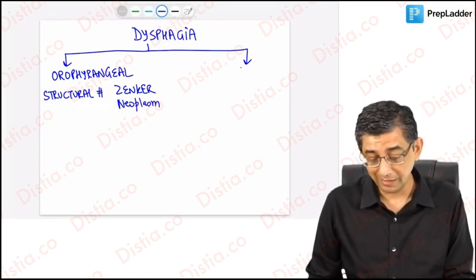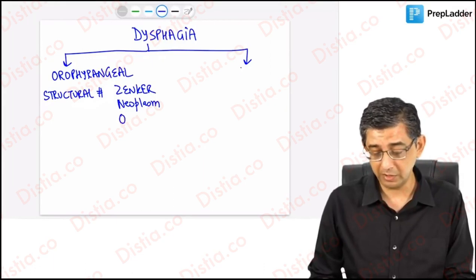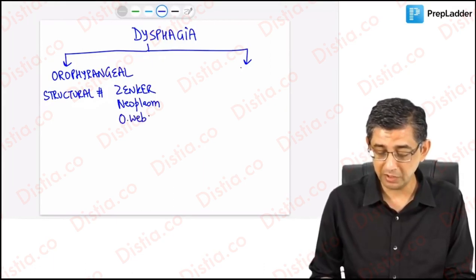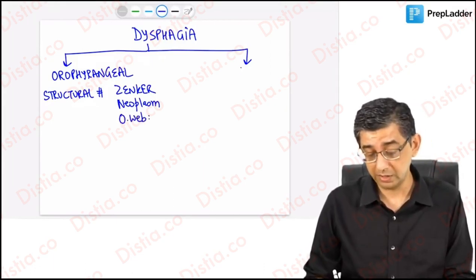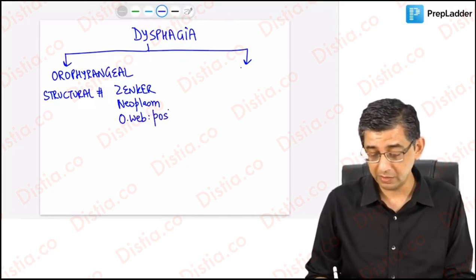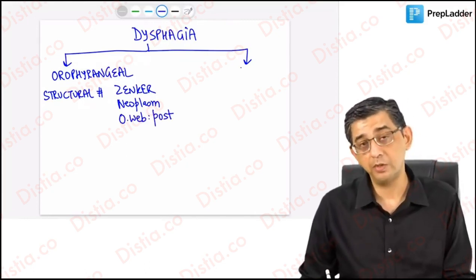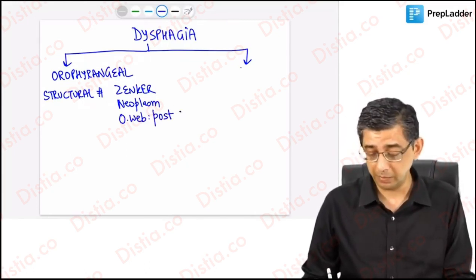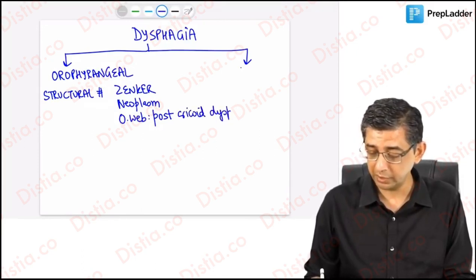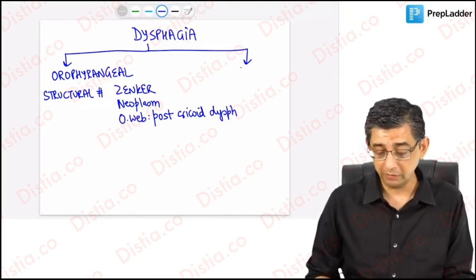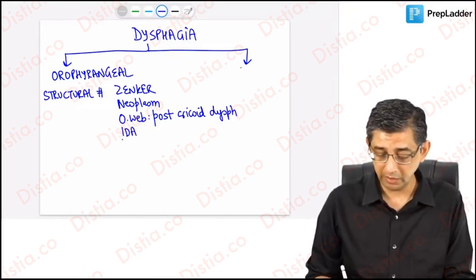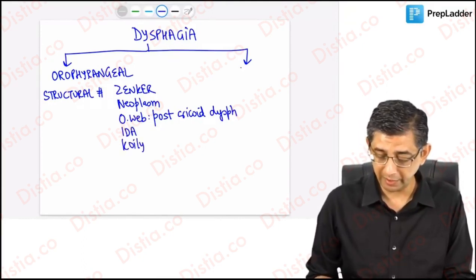Apart from this, another structural cause which I am mentioning right now is an upper esophageal web. In fact, you guessed it right, I'm talking about Plummer-Vinson syndrome. In the majority of MCQs of Plummer-Vinson syndrome, the term upper esophageal web may not be written and he will write the word post-cricoid dysphagia. Along with this, iron deficiency anemia and chorionicia would be describing the triad.